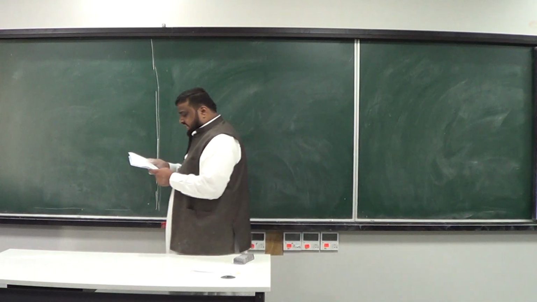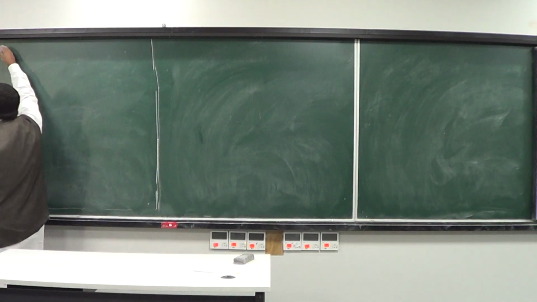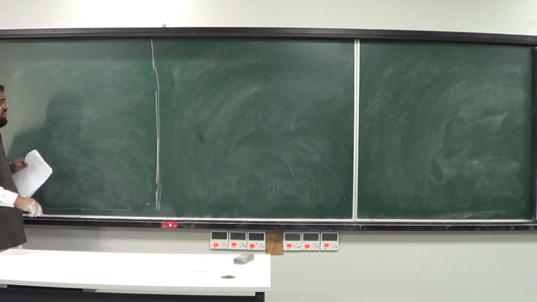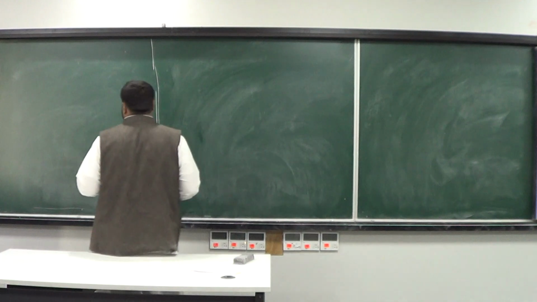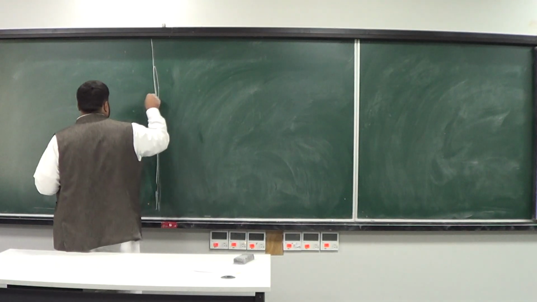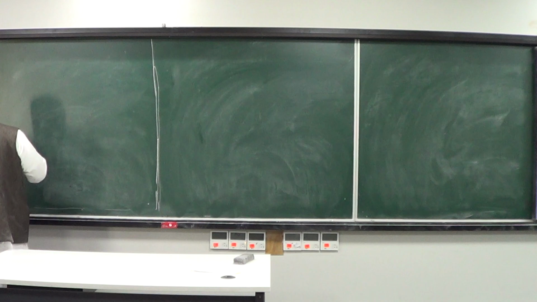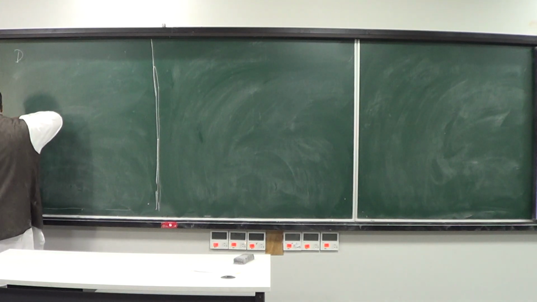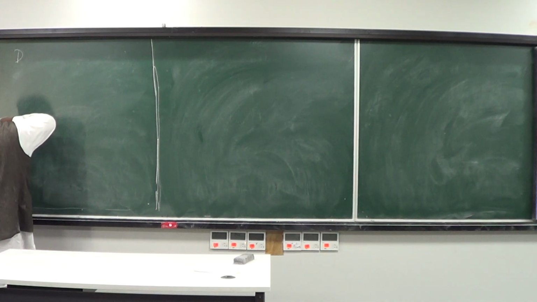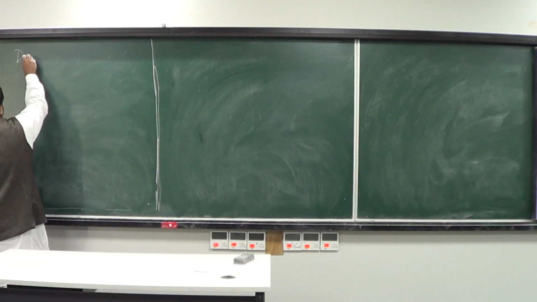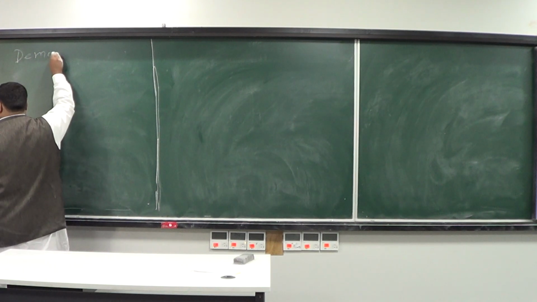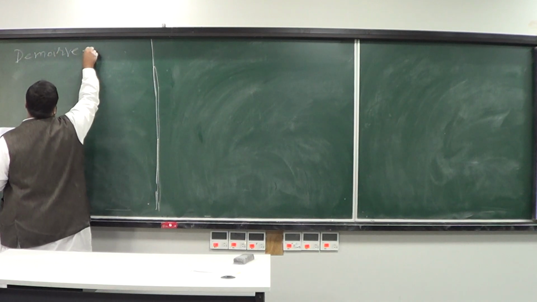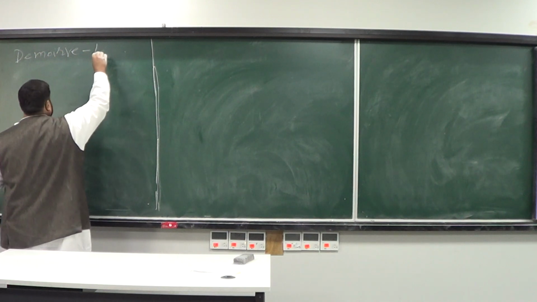So here's a theorem, and this theorem will make your life hell easy if you want to do computing actually. Okay, if you want to compute the probabilities. So here's the theorem, which is called the De Moivre-Laplace limit theorem. Okay.